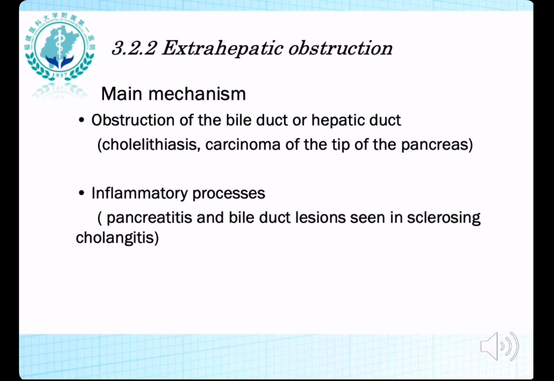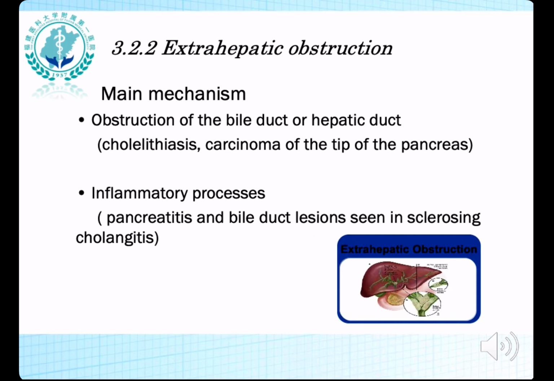An extrahepatic obstruction is an obstruction of the bile duct or hepatic duct, okay? For example, cholelithiasis, or the obstruction caused by carcinoma of the head of the pancreas, or a result of the inflammatory processes such as pancreatitis and bile duct lesions seen in sclerosing cholangitis.